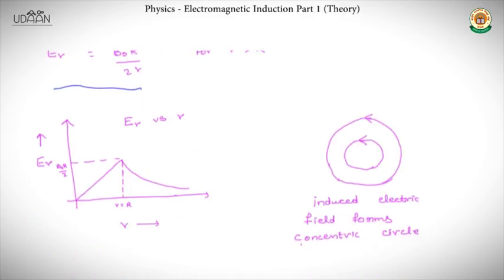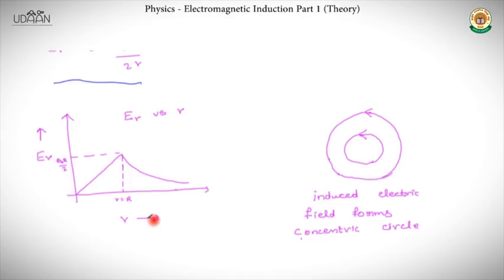And if you plot the graph, it would simply look like this. From 0 to R, it will be linearly increasing, and after R, it will be gradually decreasing. So basically this is an important graph of E versus r. And the induced electric field will form concentric circles. The normal electric field will never form concentric circles. That is conservative. This is not a conservative field. This is an example of a non-conservative force.